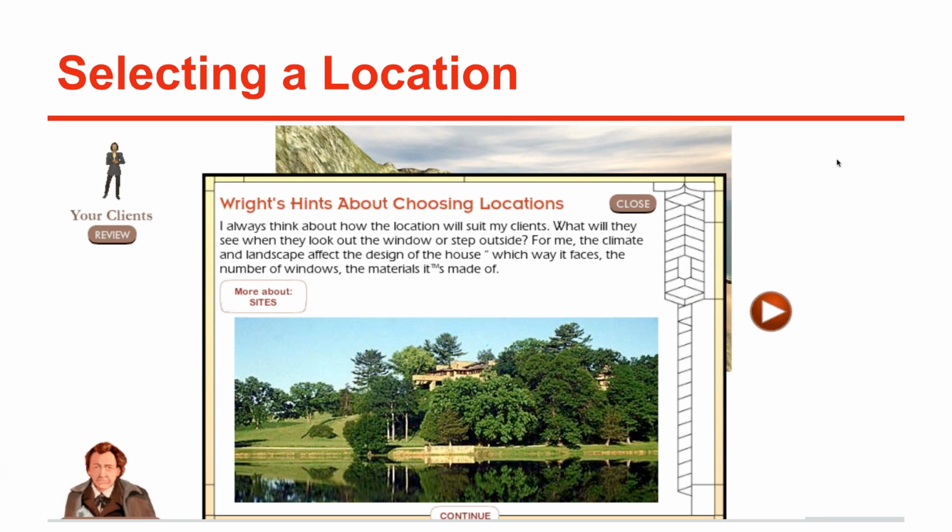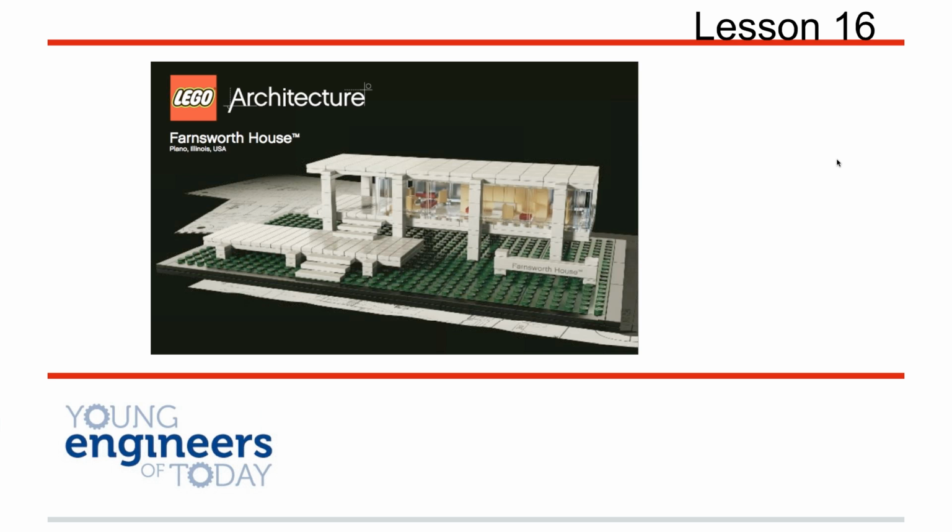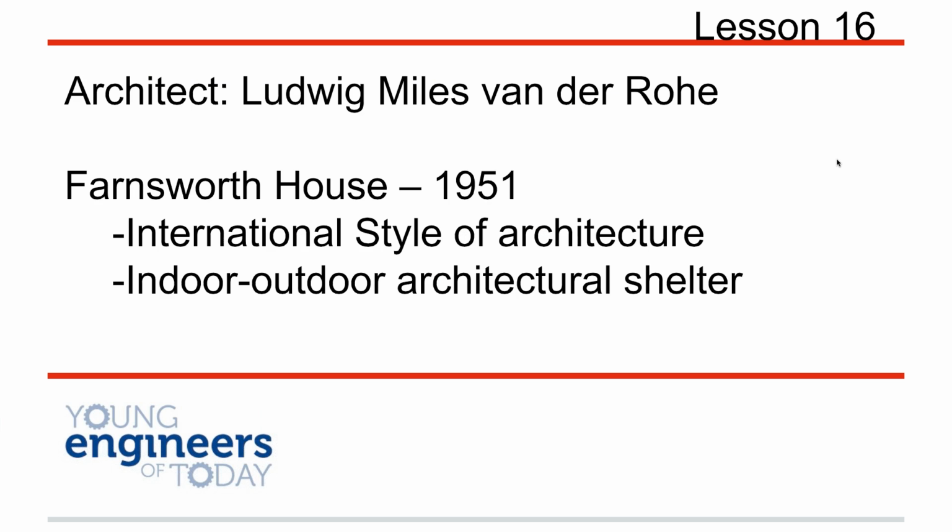All right. Thank you. Now, last class, we talked a little bit about some architecture. We're going to be using these Lego architecture kits in your upcoming labs. So I wanted to show these to you. And these are some architecture pieces that Lego offers. The Farnsworth House was built in 1951. Ludwig Mies van der Rohe. It's an international style, indoor outdoor architecture shelter, and it was built, as they stated, in '51.